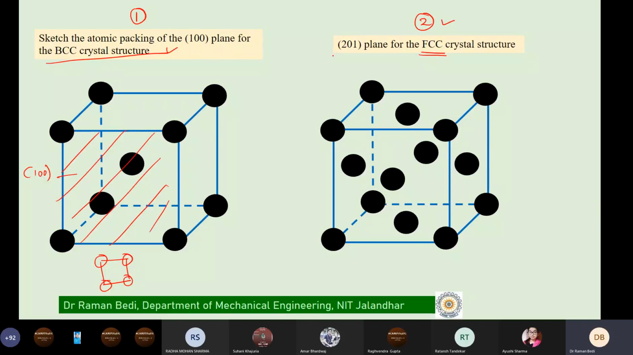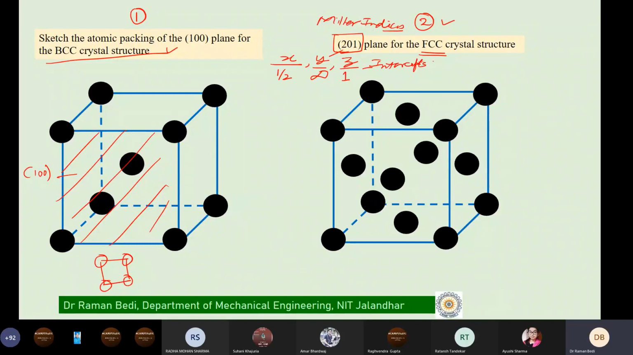For a 201 plane, the intercepts will be, on the x-axis, an intercept of half. On the y-axis it will have an intercept of infinity. And on the z-axis, it will have an intercept of 1. These are the intercepts which I can foresee from the given Miller indices, which are already known to us. So we are going backwards, calculating the intercepts here as half, infinity, and 1.